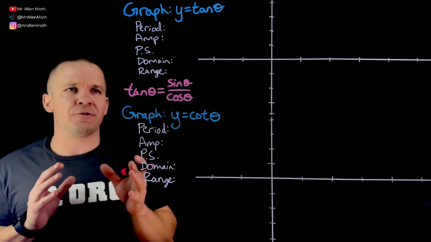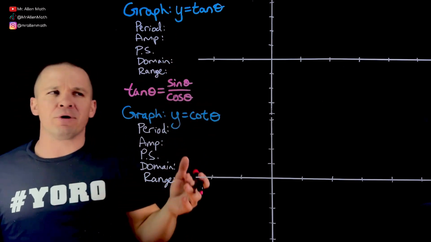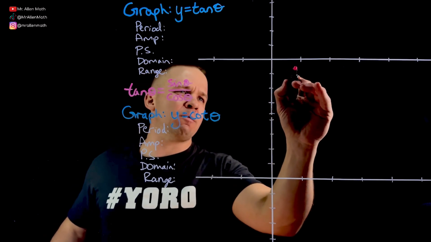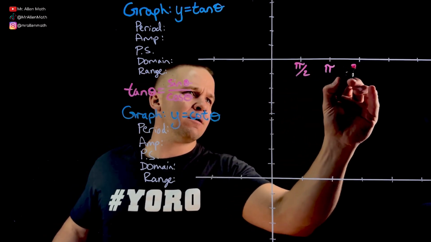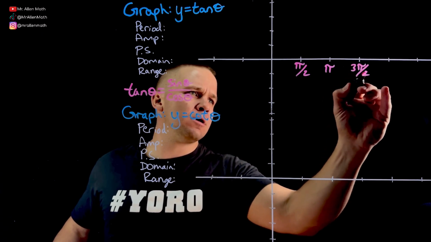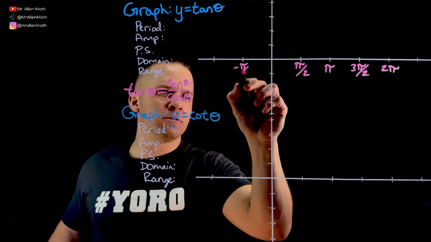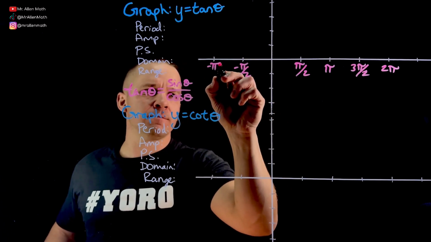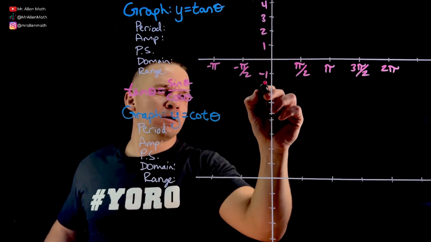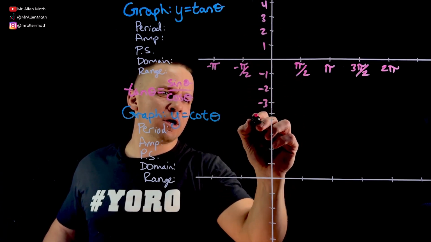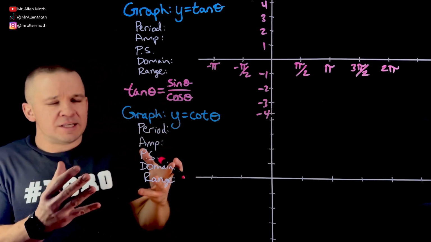So let's go ahead for this one. I'm not going to answer any of these questions right now, period, amplitude, anything like that. We'll get that from the graph. But let's scale this out like we normally would for a sine or cosine graph. We've got pi over 2, pi, 3 pi over 2, and 2 pi. And over here we'll get negative pi over 2, and negative pi. We'll go ahead and just do 1, 2, 3, 4, negative 1, negative 2, negative 3, negative 4. Cool. All right. So let's think about our values here.